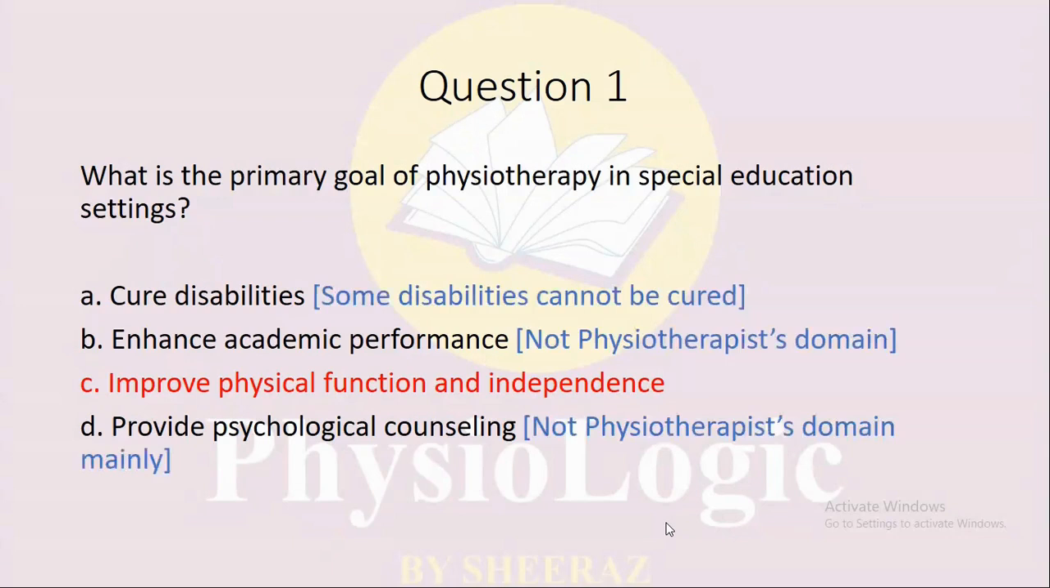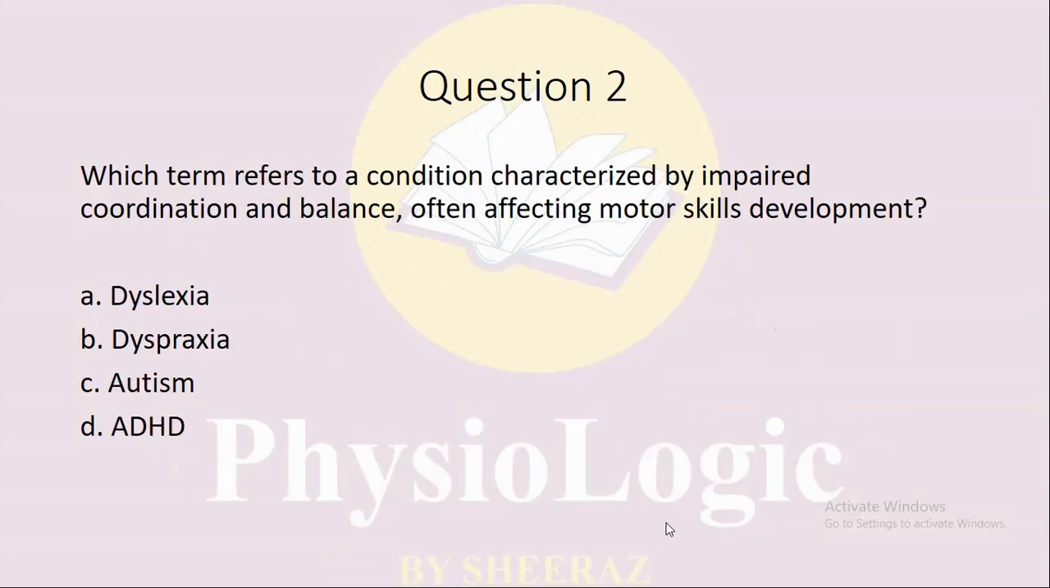Regarding option A, the word cure is important because some disabilities cannot be cured. And regarding option B, enhancing academic performance is not strictly our domain. And option D, providing psychological counseling, is also strictly not our domain.